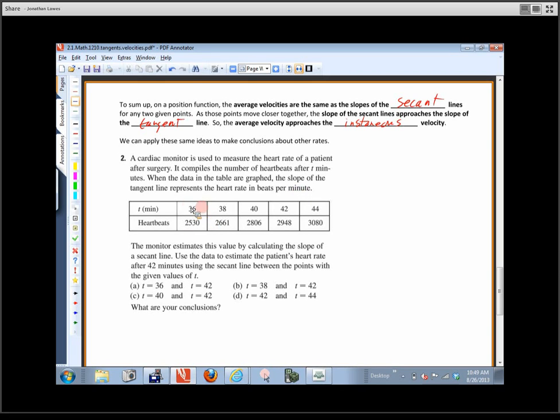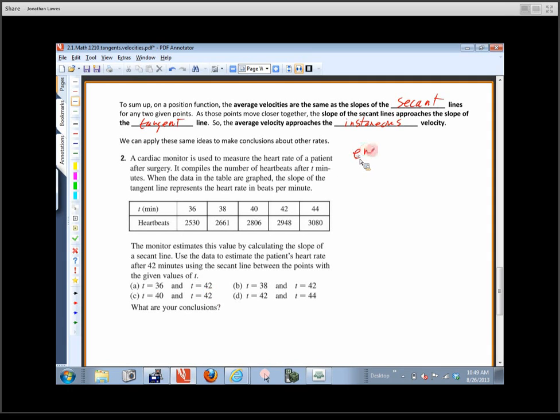So here's the information. 36 minutes after surgery, that's how many heartbeats he had had in total. 38 minutes, that's how many he had had total. 40 minutes and so forth. See how this works? Total number of heartbeats down here. It's not that his heart was beating at 2,800 beats per minute. The monitor estimates this value by calculating the slope of a secant line. Use the data to estimate the patient's heart rate after 42 minutes. So here's what they did. Take a good look at this. They computed the heart rate between 36 and 42 minutes.